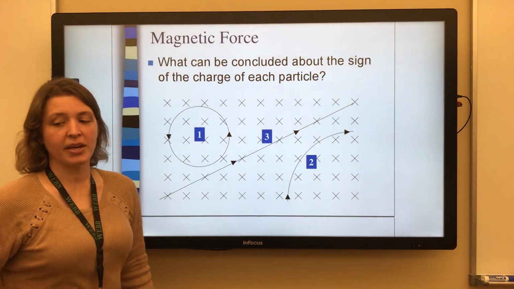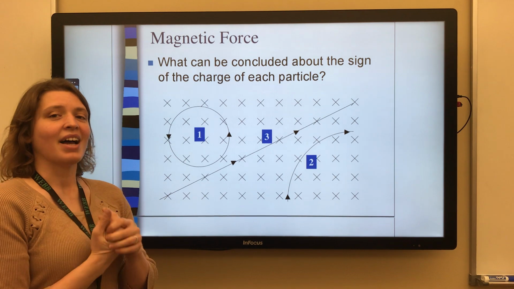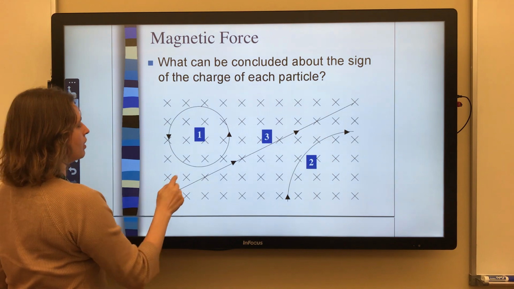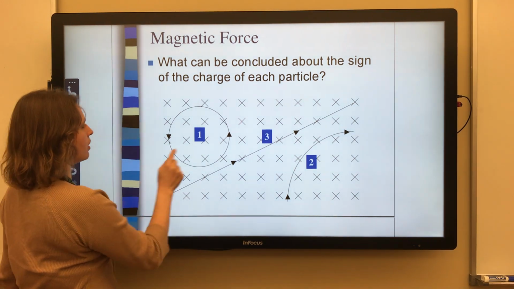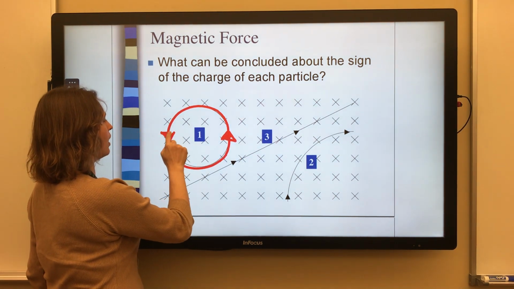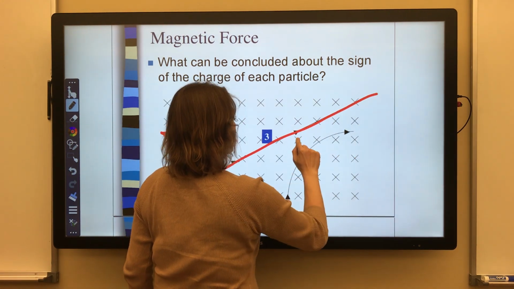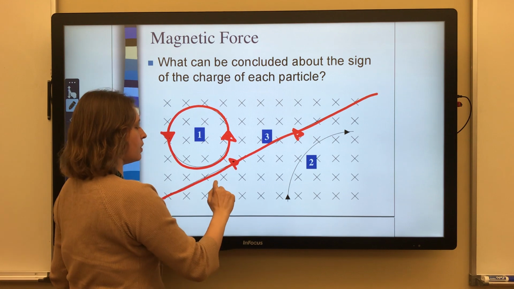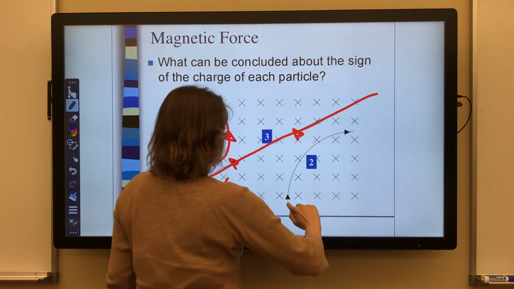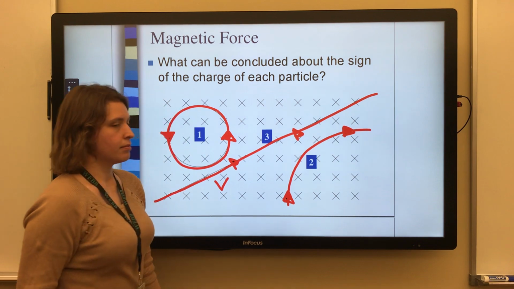All right, so here's a couple pictures that we can think about. We're going to try to figure out what we know about the sign of the charged particle based on its motion. So, in one case here, notice we've got a particle moving in this counterclockwise circular path. We've got one particle that's moving in a straight line path with its velocity here perpendicular to the magnetic field. And then we've got another particle that's moving along this way, clockwise.